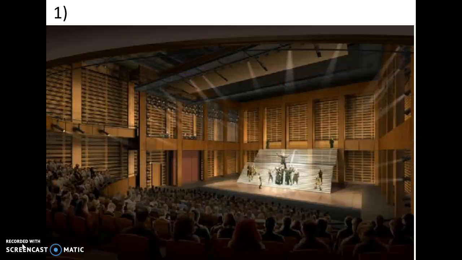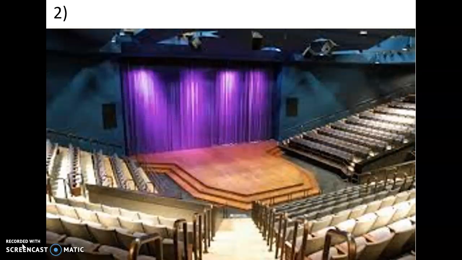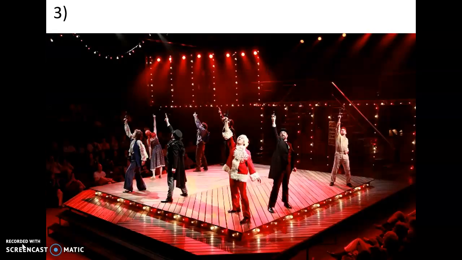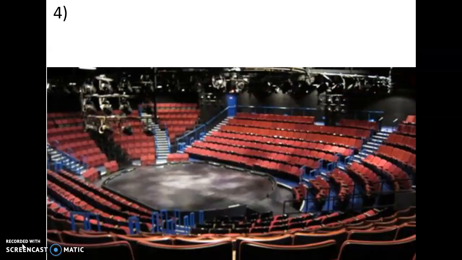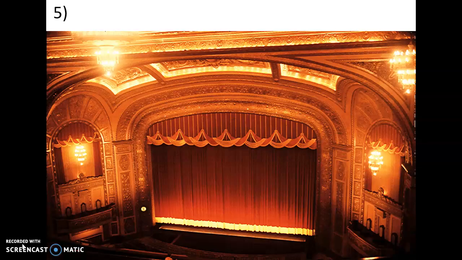So let's go back and have a look at that. And that's an end-on staging, because over the top of the acting, there's no arch. Audience on three sides, so a thrust. Again, audience on three sides, so a thrust staging. Again, theatre in the round, but it could be an arena, like Wembley Arena. They're all arena stagings, but they could be called theatre in the round. And they're a proscenium arch staging.